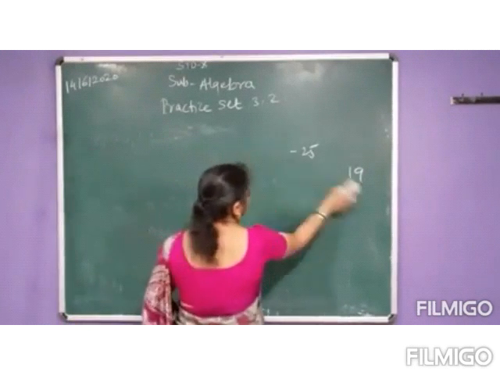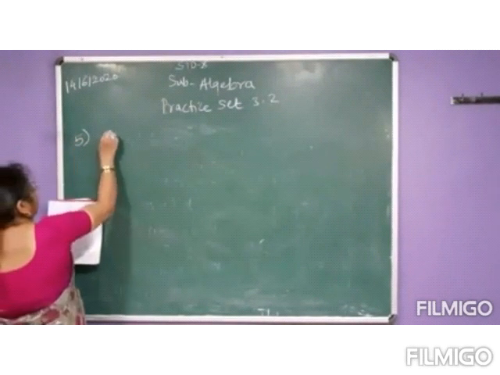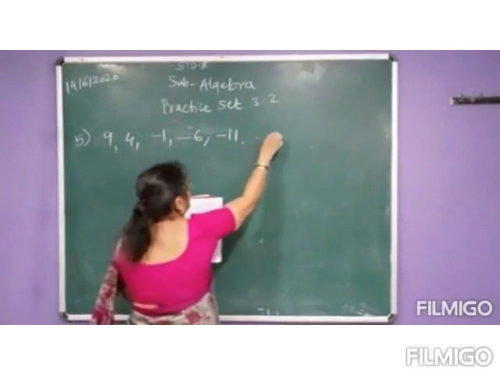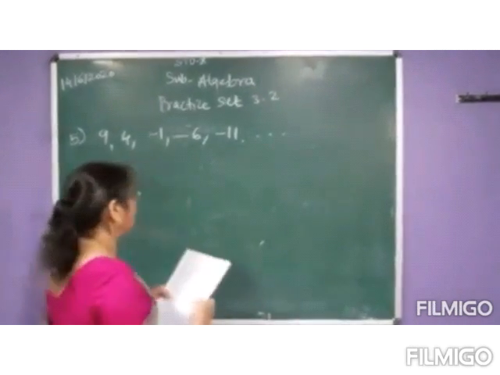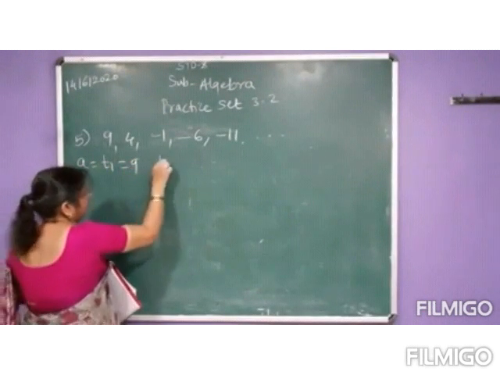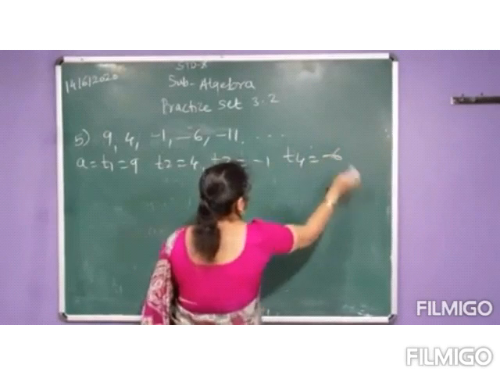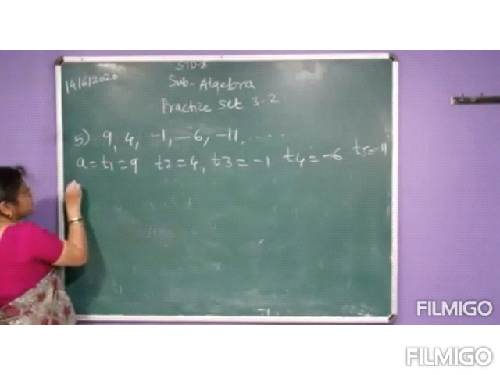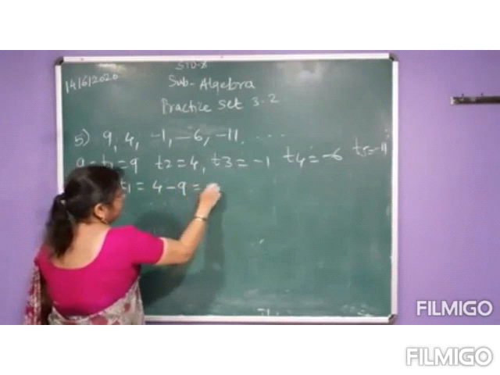The fifth one is 9, 4, minus 1, minus 6, minus 11. This is an arithmetic progression, and you have to find out the 27th term. So A or T1 is equal to 9, T2 is 4, T3 is minus 1, T4 is minus 6, T5 is minus 11. Now we will find out D. D is equal to T2 minus T1, so 4 minus 9, so minus 5.